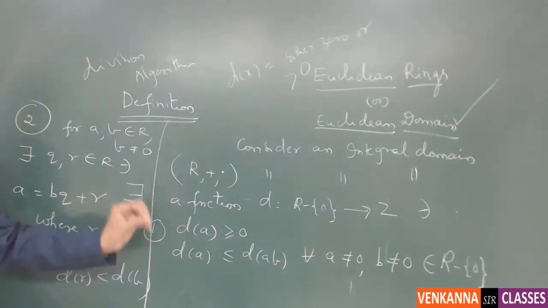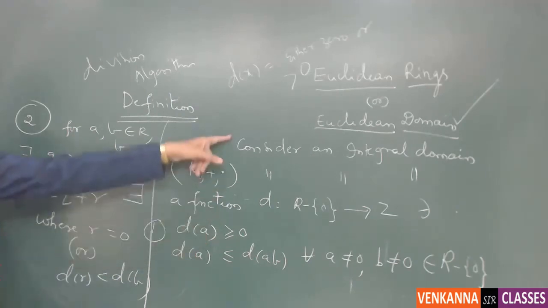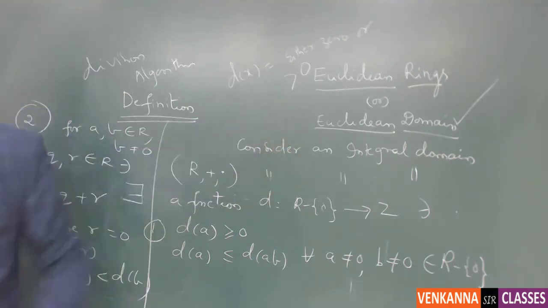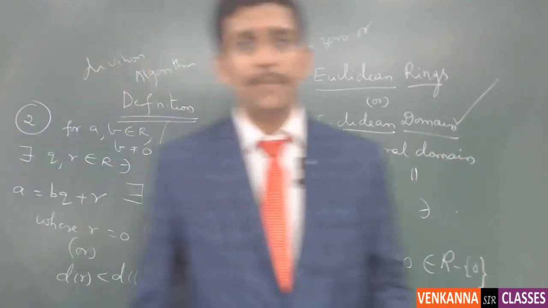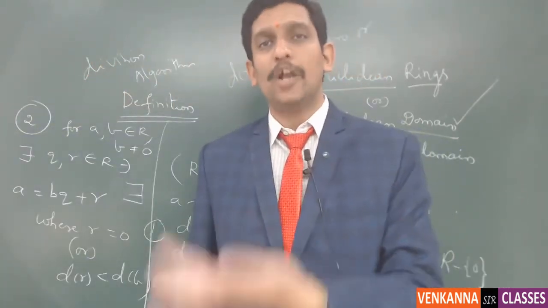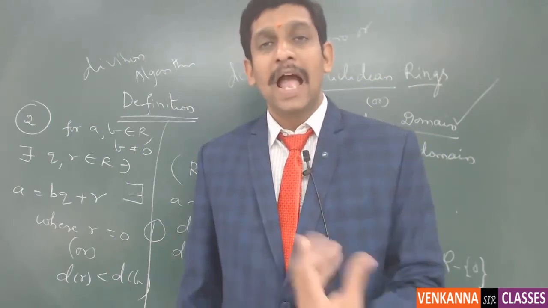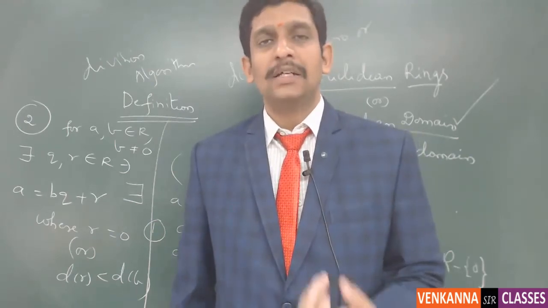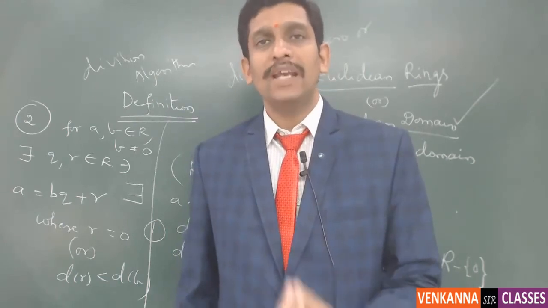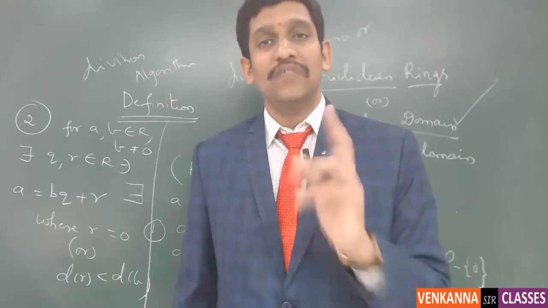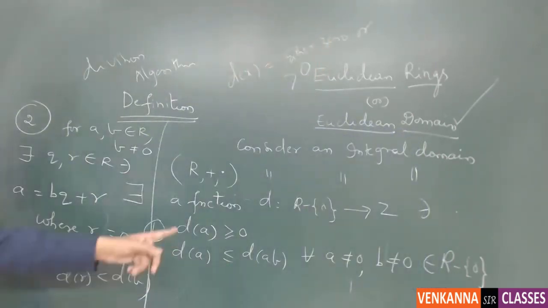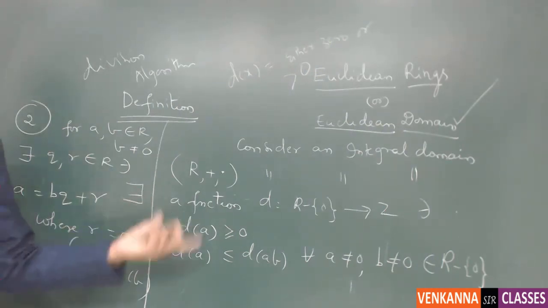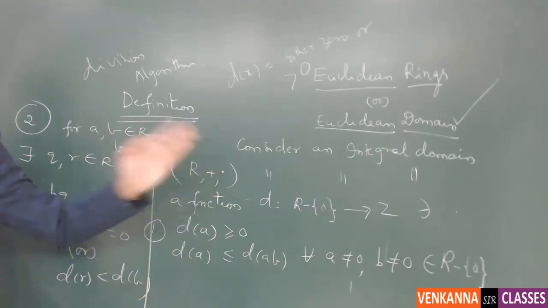If it is possible to define such a function d on the integral domain, then we call that this integral domain an Euclidean domain. So what is the specialty of the Euclidean domain? We are starting with an integral domain. That integral domain having the additional property, we are calling it an Euclidean domain. What is the additional property? It is possible for us to define a function on that integral domain which satisfies the two conditions, condition 1 and condition 2. So this we call the Euclidean condition or Euclidean function, you can say. That's why we are calling it the Euclidean domain. Okay.